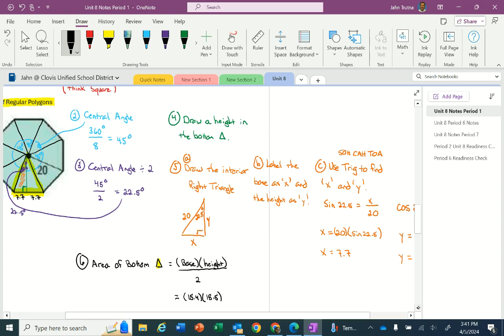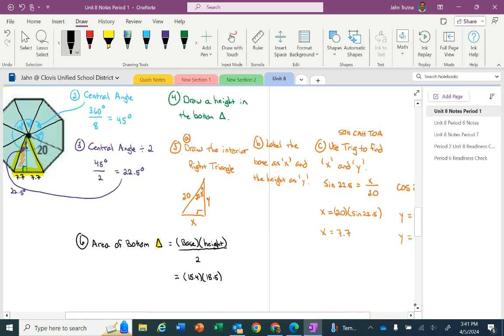Okay, so you're going to take the base, 15.4, multiply with the height, 18.5, and then divide that by 2. Use your calculator. 15.4 times 18.5, press equals, and then divide by 2. We're going to round our decimal to the first decimal spot, the tenth: 142.5. So my area of my bottom triangle is 142.5. And that takes us to our final step.